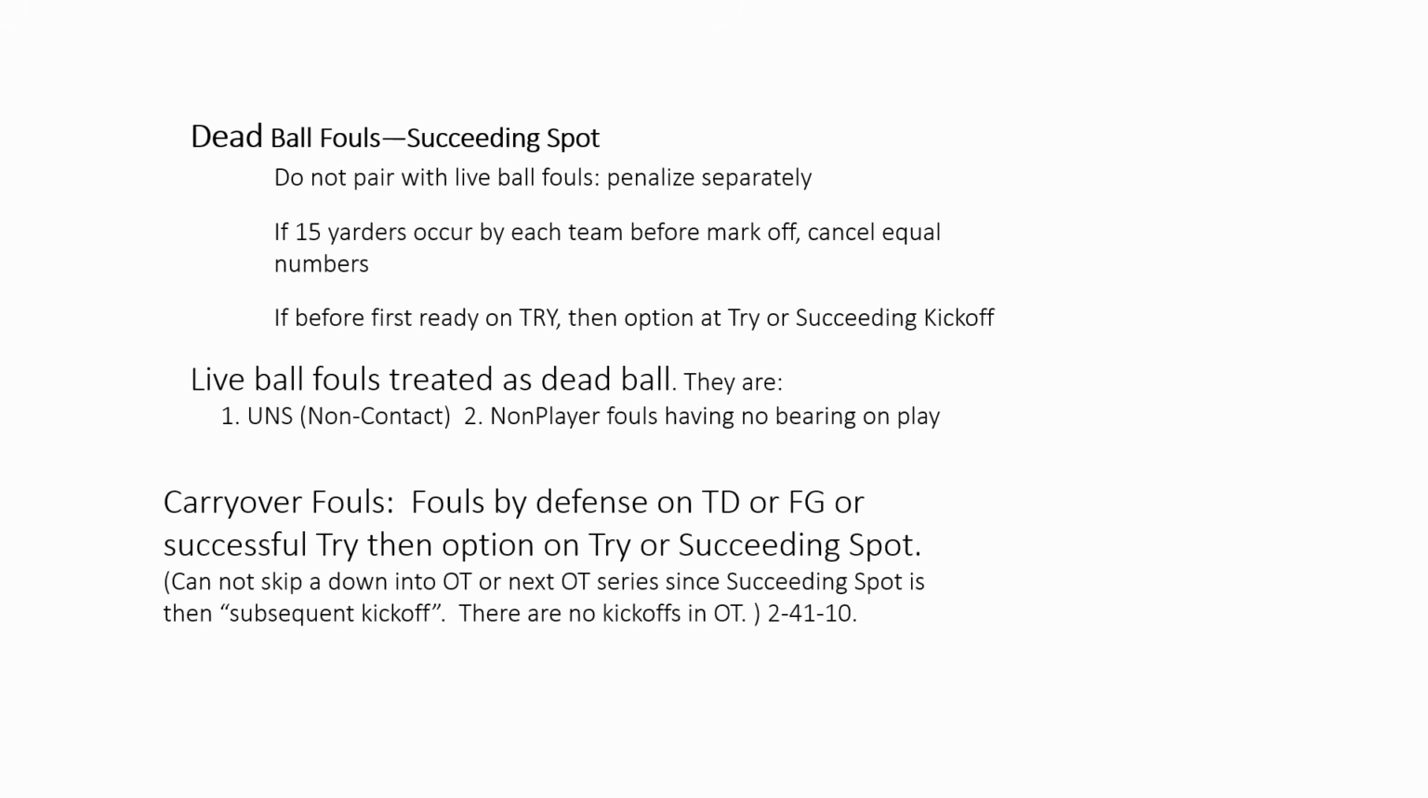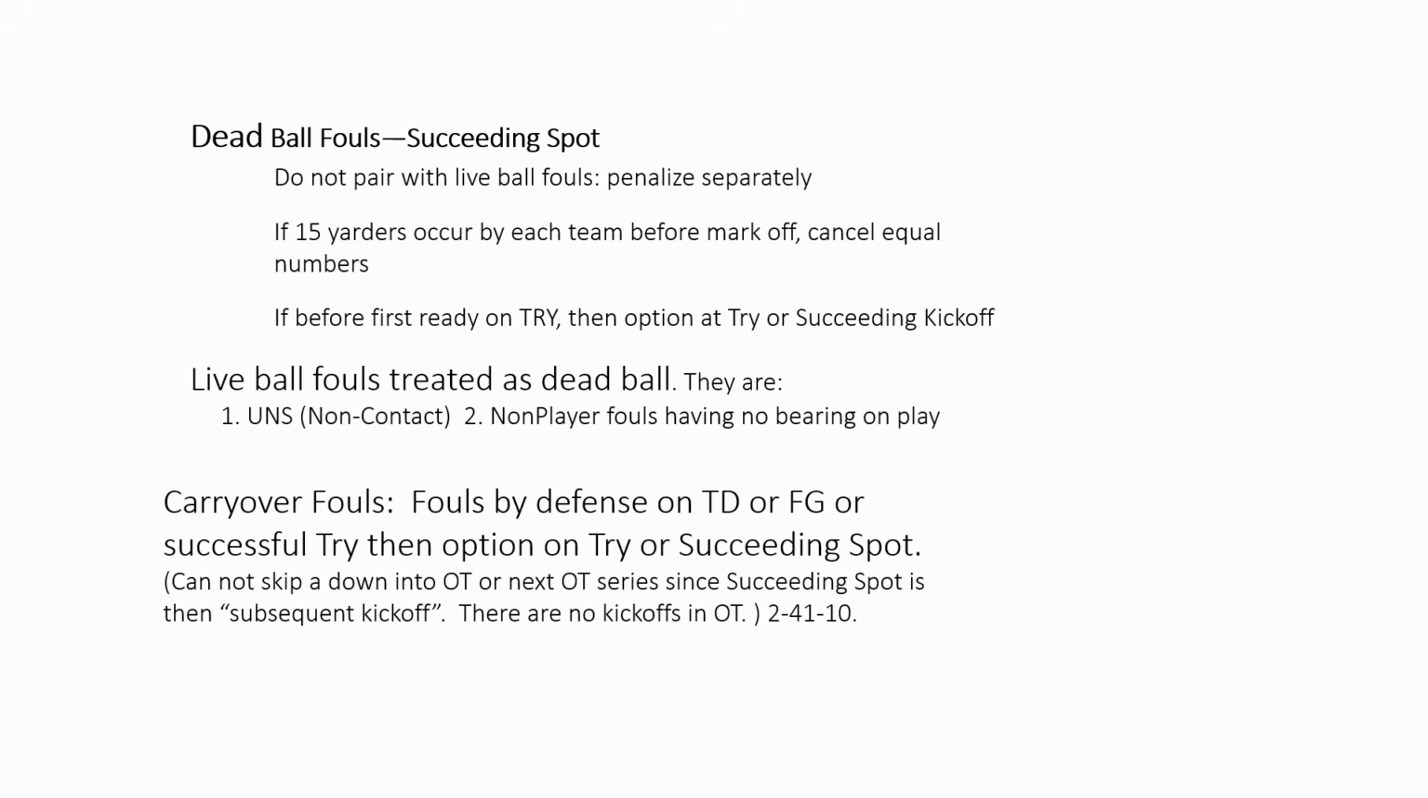We have to consider also how to handle dead ball fouls. They're all at the succeeding spots, but you do not pair a live ball foul with a dead ball foul. You penalize separately in the order of occurrence. If in the dead ball interval there are multiple 15-yarders by each team, then before we mark them off, they cancel on equal numbers. A slugs B, B slugs A. They're ejected, of course, but the yardage just cancels.